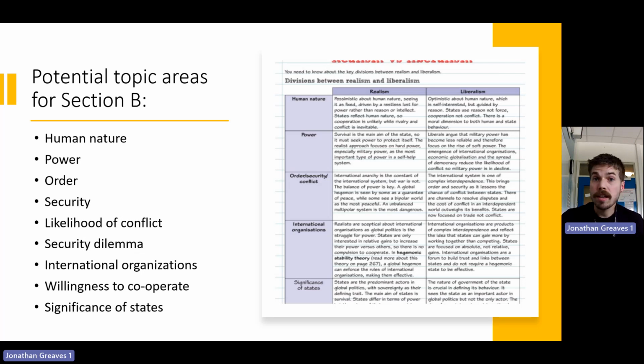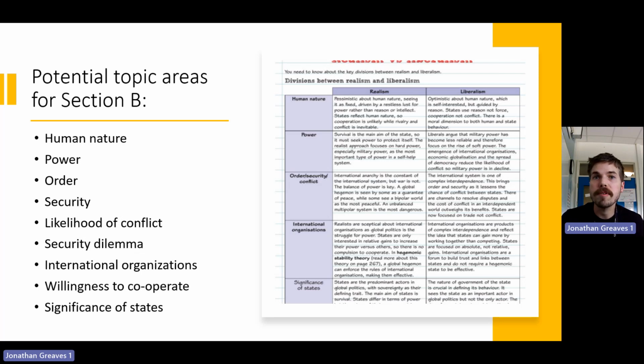My second tip is, regardless of what the question is about, there's always opportunities to bring in other concepts. So if the question is about power, you can write about human nature, but you can also write about security. You can write about willingness to cooperate, because one of the reasons why realists think that we need to accumulate as much power as possible is because they are unwilling to cooperate, because they feel that cooperation is an absolute gain. Some people gain from cooperation while other people lose.